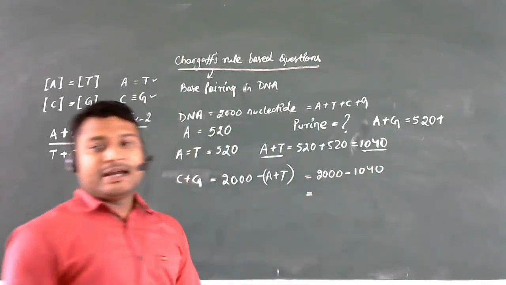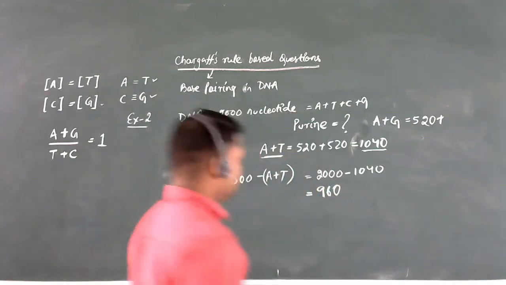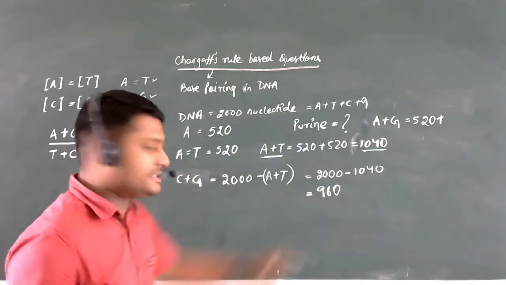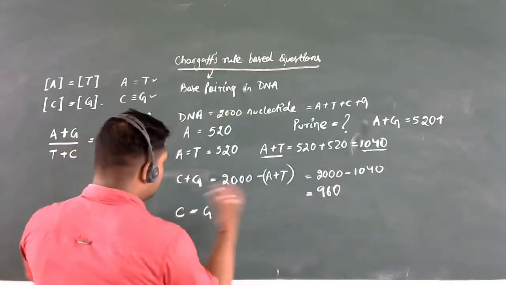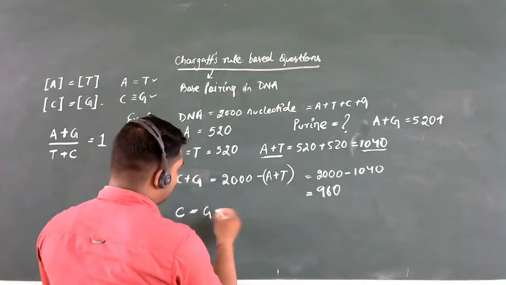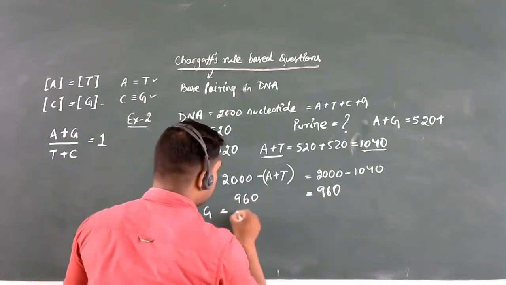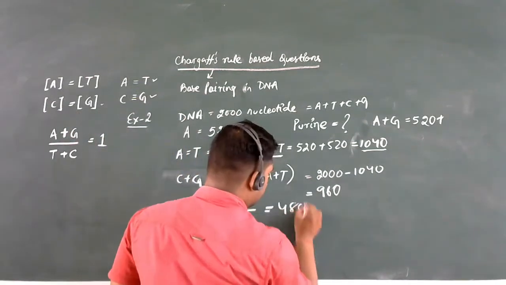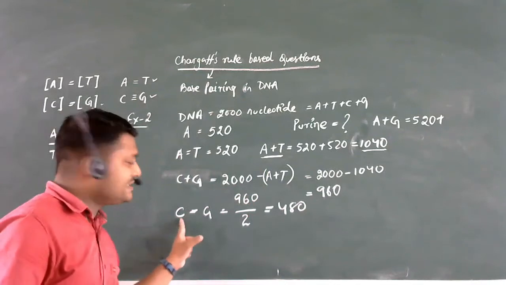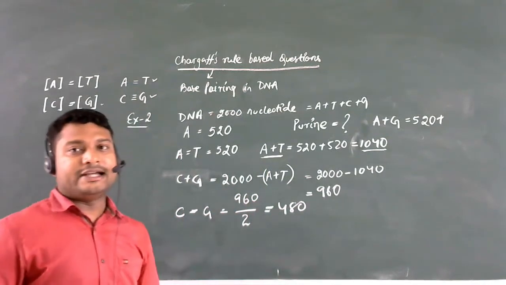So that is going to be 960 if I'm right. 960. So C plus G is equal to 960. That means C equals G, that we all know. That is going to be exactly half of this. So C equals G, that is 960 by 2. So this value is 480. So that is going to be C and G. The number of cytosine and guanine is going to be 480 bases.